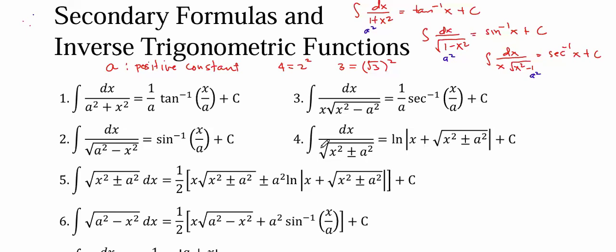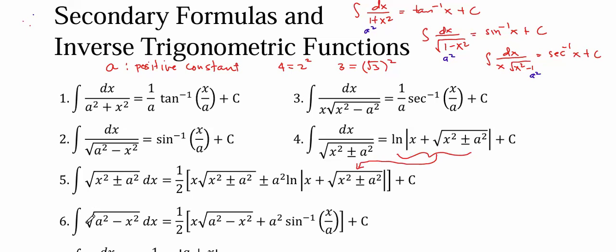Now, number 5: what if we integrate this? We have this formula: 1/2 times x times the radical that is here, and then whatever operation is there, the same operation goes here. If it is plus, plus here; if minus, minus here, and then a squared. This first part is the same as this. So when you integrate this, part of our answer would be this one. Notice that this one is similar to this one.